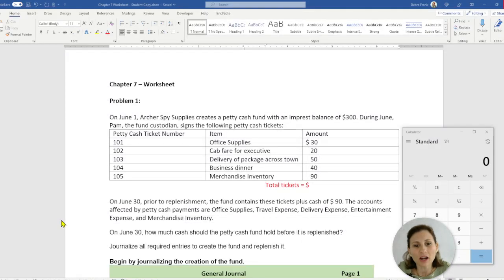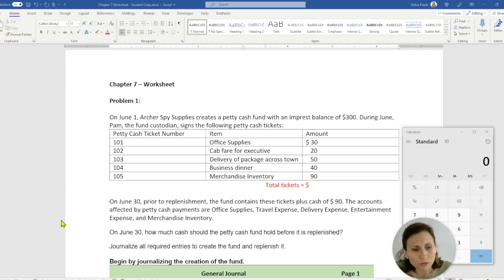All right, here we are with petty cash. This is chapter 7. We're going to learn just a couple of journal entries related to setting up the petty cash fund, then recording the usage of that petty cash, and then replenishing the petty cash fund. So two journal entries for this problem.